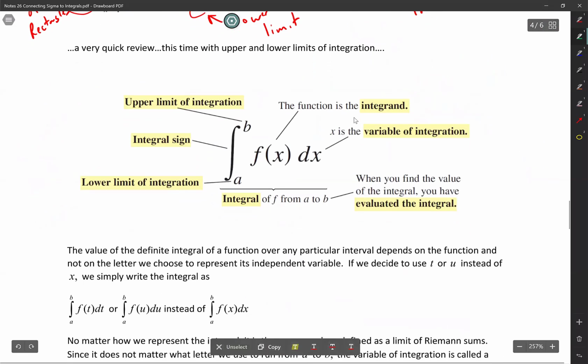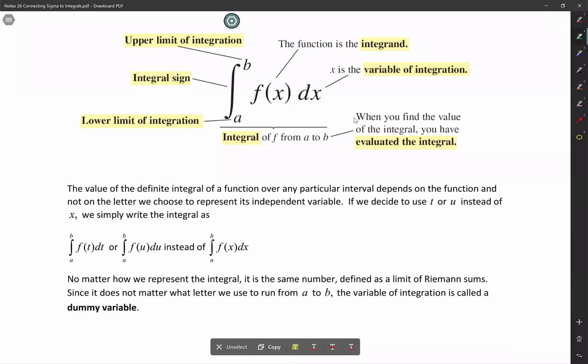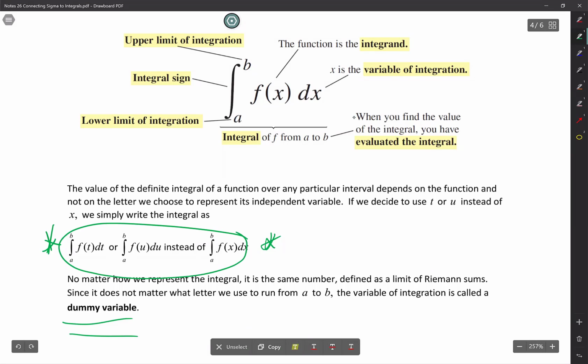By the way, here's some more notes. You can read them whenever you get a chance. And then there's something called the dummy variable. You can see that right here. It's important, but not so important that we have to take a whole lesson for that. All it's saying is if I have the integral from a to b of f of t dt, that these are all the same. It doesn't matter what letter I use, they will all have the same value when evaluated. You're going to get the same no matter what.